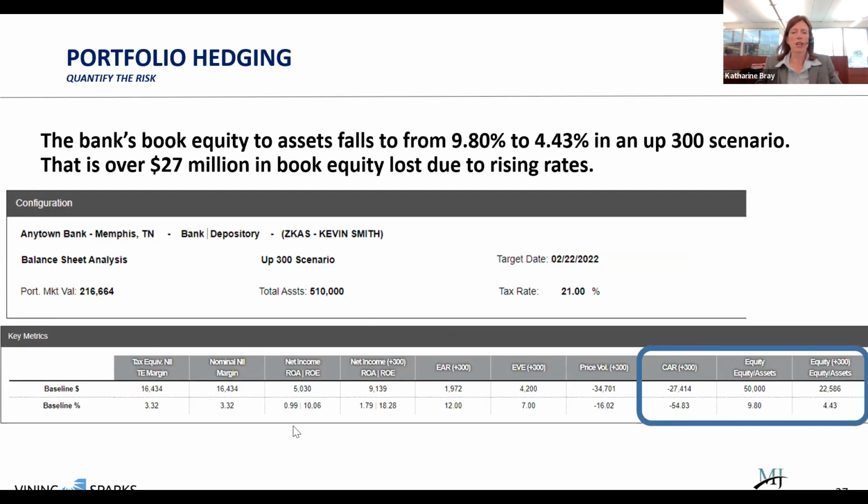Of course, for every strategy that we evaluate, we're going to have to evaluate what it does to our bottom line. And then for this analysis, I've looked at what happens to my key metrics as rates go up, in this case, 300 basis points. So what's my net income up 300, earnings at risk and EVE, and then that one part of our balance sheet that's marked to market, price fall, and capital at risk. And here's where you can see that loss in the bond portfolio of the 27.4 million, and our book equity to assets falling from 9.8 to 4.43%.